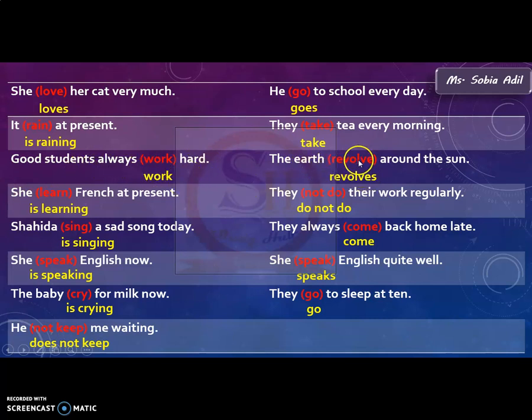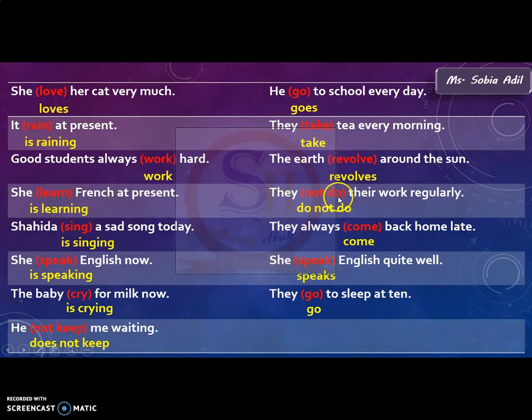Next one is: the earth revolve around the sun. This is a fact, right? So facts can be written in indefinite form. The earth is singular, so you need to write S with it: revolves around the sun. Next one is: she learned French at present. Now at present is telling you that something is going on. So you need to cut learn and write is learning. She is learning French at present.